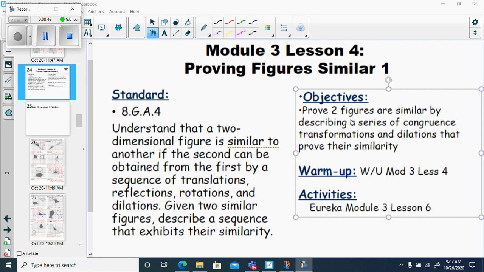So today we're going to prove that two figures are similar by describing a series of congruence transformations and dilations that prove their similarity. This is from Eureka, Module 3, Lesson 6.